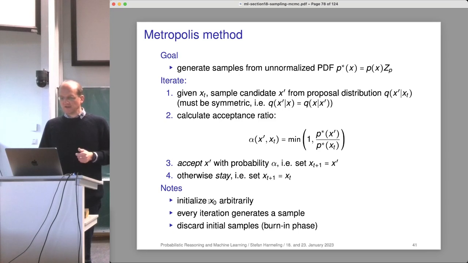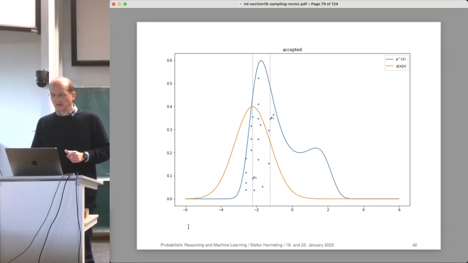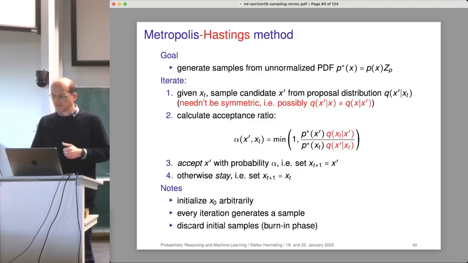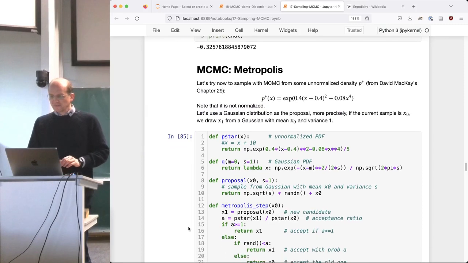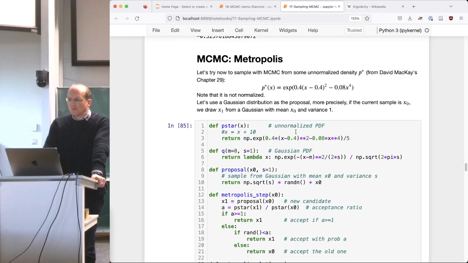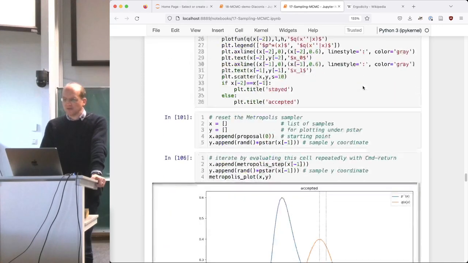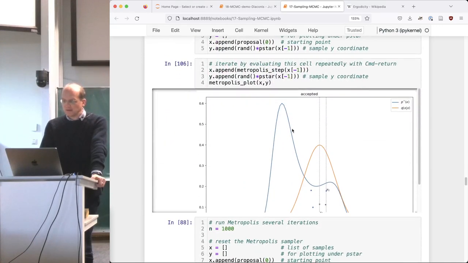Oh yeah, and as I said, the X0 can be initialized arbitrarily, it doesn't matter. Usually we have to discard some initial samples, as I'll show you in a little demo in a second. So this is a picture from the code, but let me show you the notebook. The function from which I want to sample is this e to the something function, the one that we've seen already earlier. It's basically the one with the two bumps, so that's my P star.